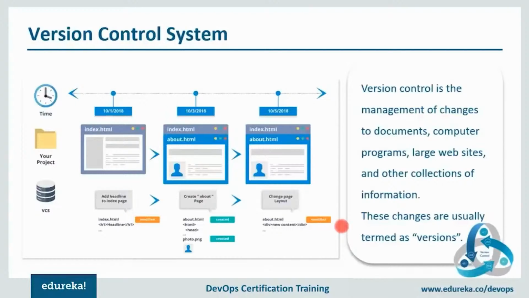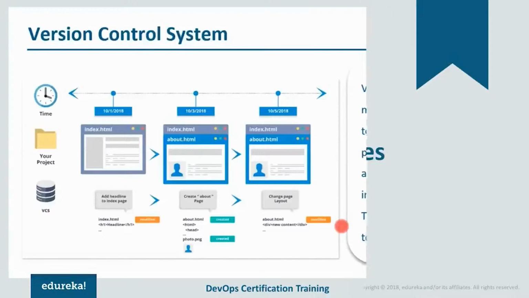So guys, this was basically how a version control system stores different versions. So I hope that you've understood what versions are and what a version control system is.